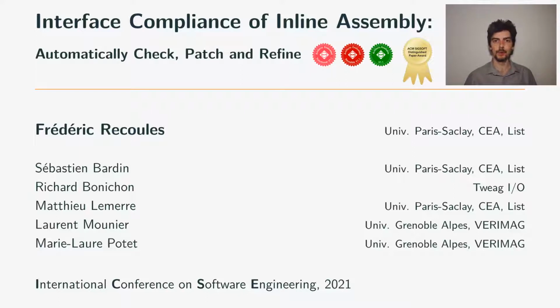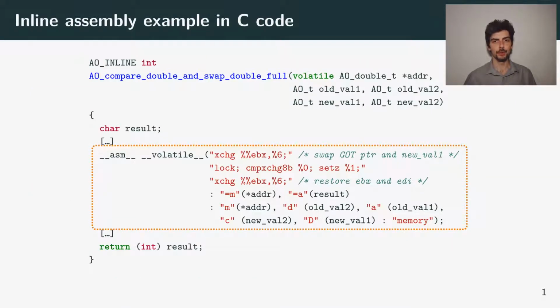I'm very proud and honored to present you today our latest result about how to safely deal with GNU-style inline assembly in C code. So, first and foremost, what is inline assembly? Inline assembly is a special feature provided by some compilers like GCC or Clang, which allows us to directly embed assembly instructions inside the C sources, together with the necessary glue between C and assembly. We will see that soon.